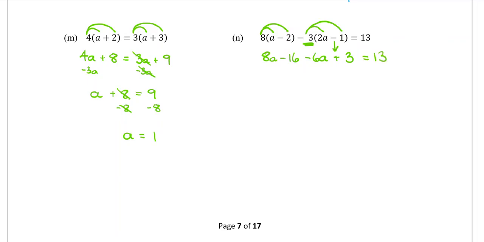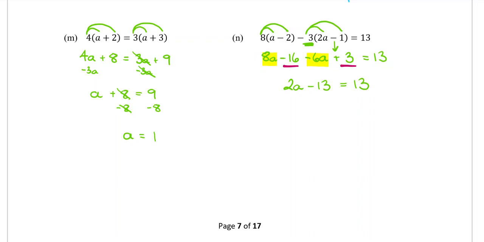Now this time, the 8a and the 6a are already on the same side of the equal sign. So we don't need to do any opposites, we just want to collect like terms. So 8a and minus 6a are like terms. 8 take away 6 is 2a. And the minus 16 plus 3 are like terms. Minus 16 plus 3 is negative 13, and then equal to 13 on the other side of the equal sign.